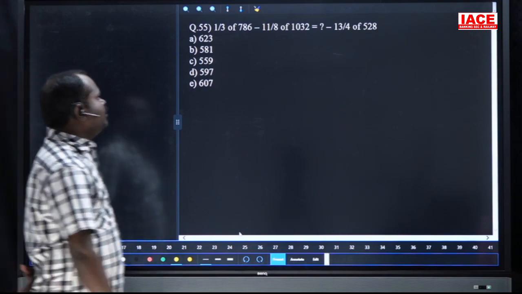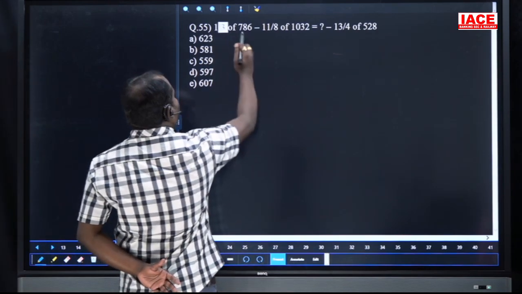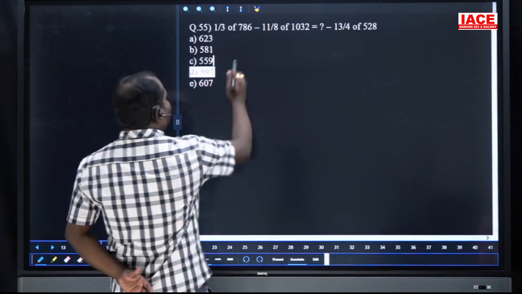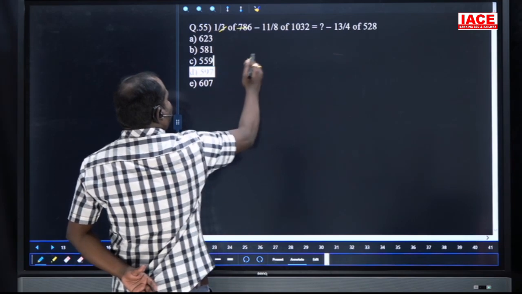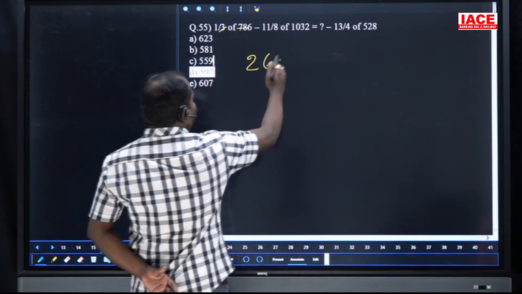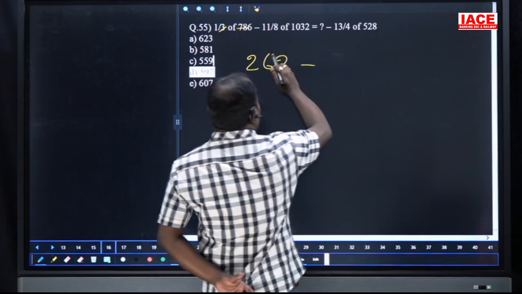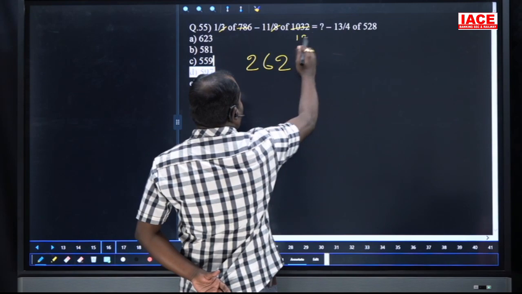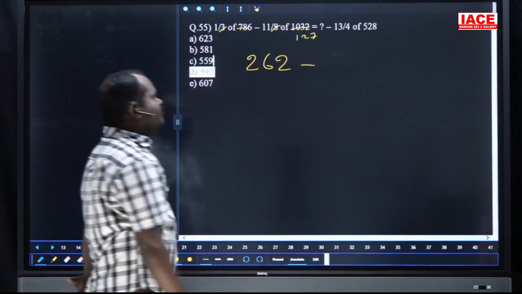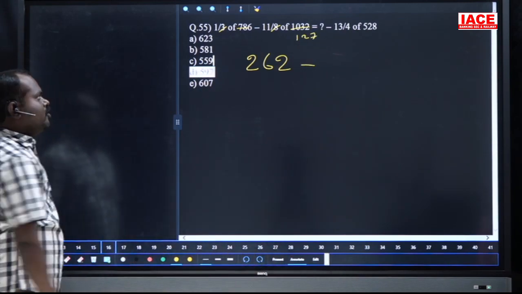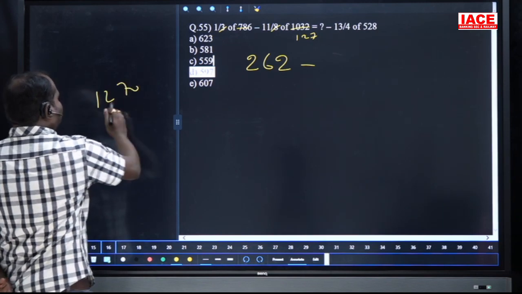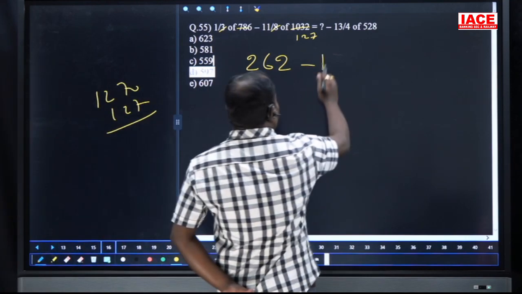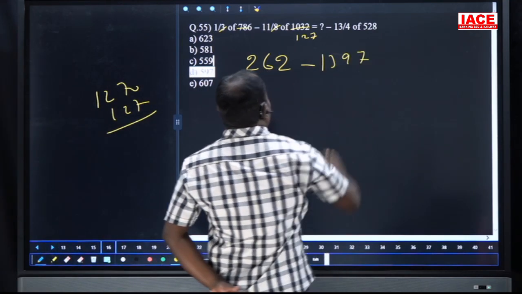1/3 of 786, by cancelling with 3, 3 twos are 6. By cancelling with 3 again, 3 twos are 6, 3 sixes are 18, 262. By cancelling with 8, 8 by 11, 8 ones are 8. So 11 times of 127: 10 times plus 1 time, 1270 plus 127, nothing but 1397.